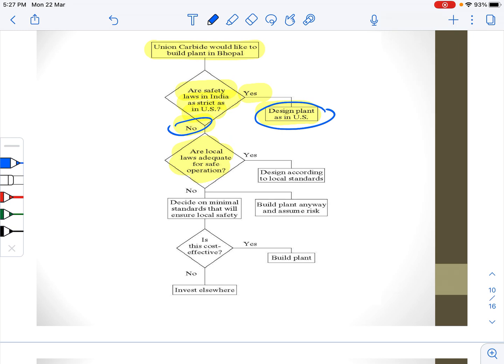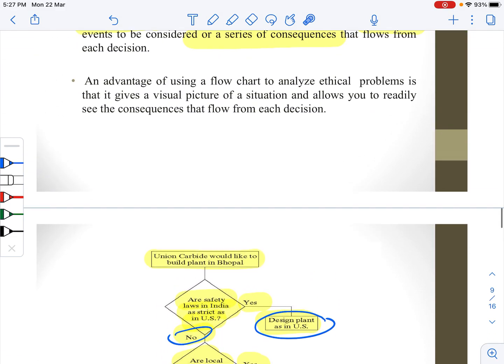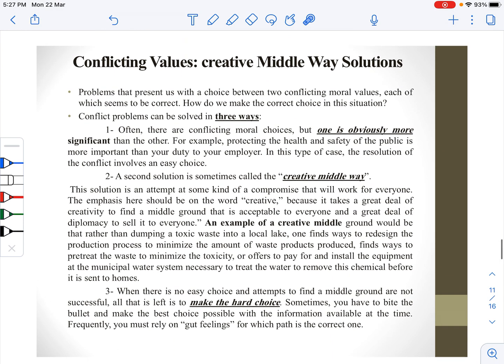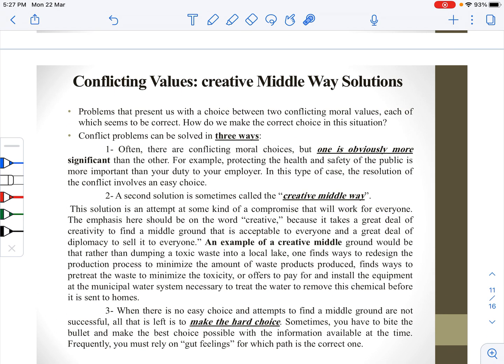Okay, and then it will go down. So if it's no, are local laws adequate for safe operation? If you say yes, it will give another solution. If no, you give another solution. So this is how you find a solution for a case study, justifying the solution using the flow charting method. And the third method is what we call the creative middle way solutions.